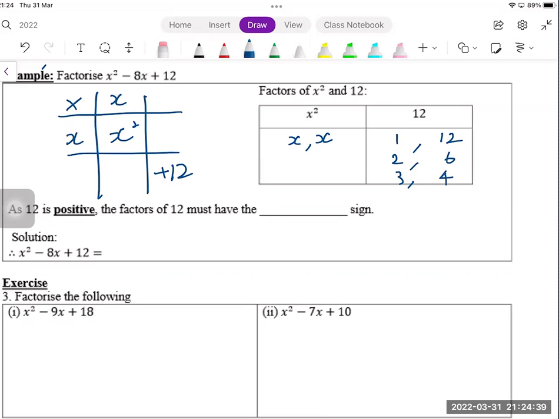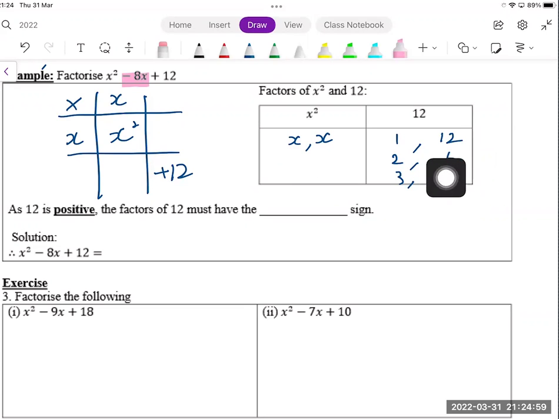So now we need to choose our factors. What do I need to achieve? I need to achieve negative 8x. But then you'll be thinking, how do I get negative 8x? All of these are positive numbers. If I take x and 12x, I get 13x. I will not get a negative number. How do I get negative?